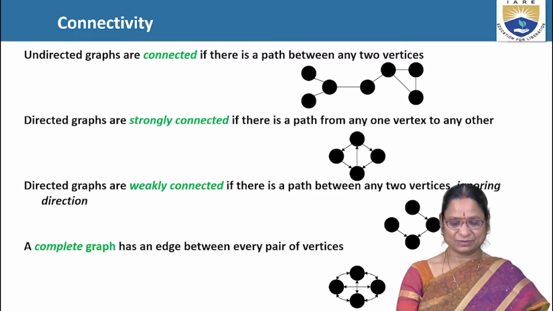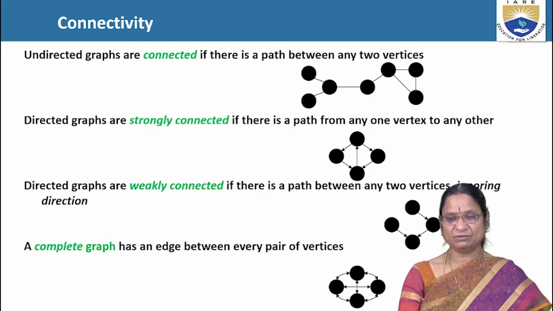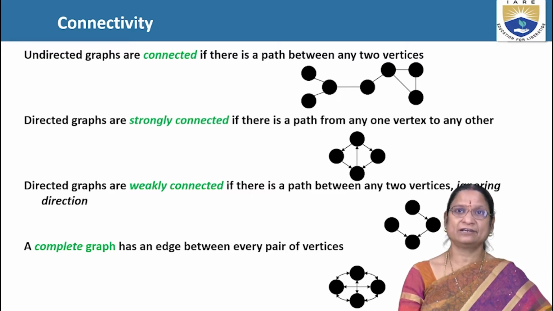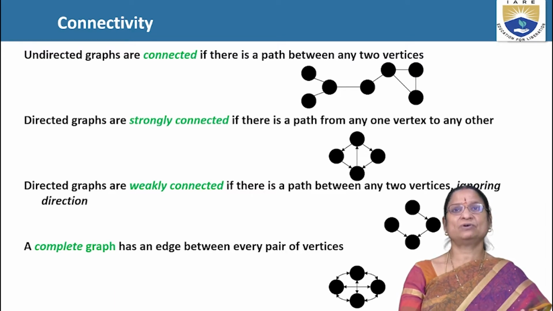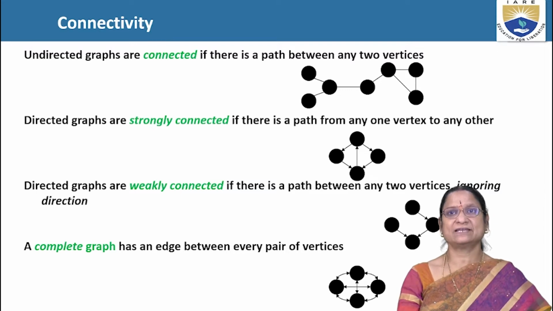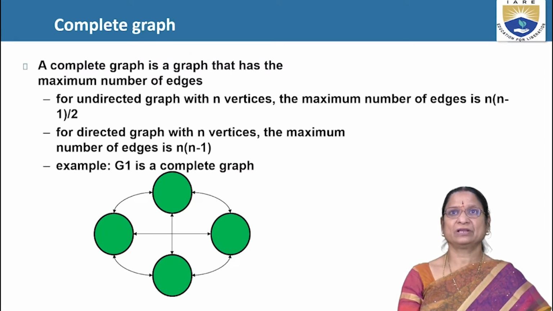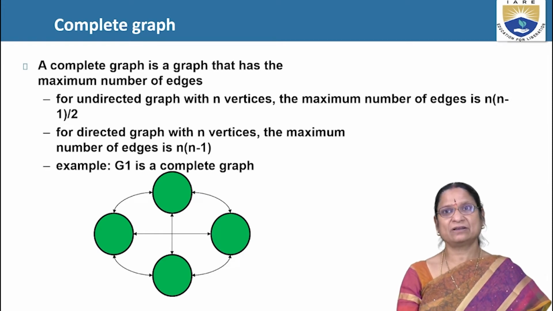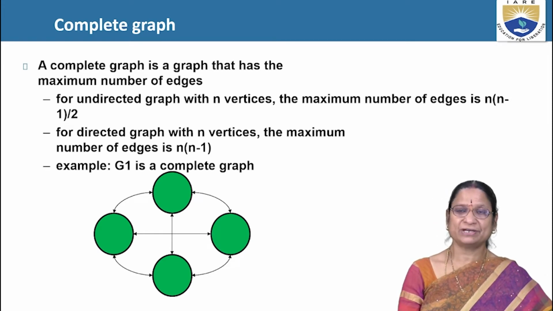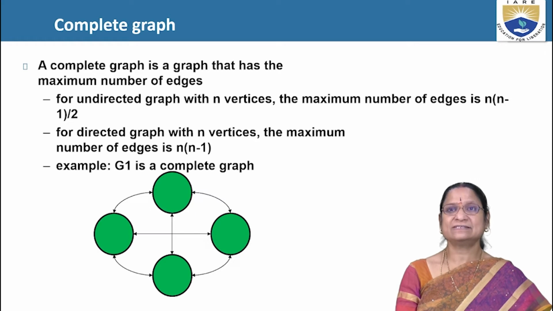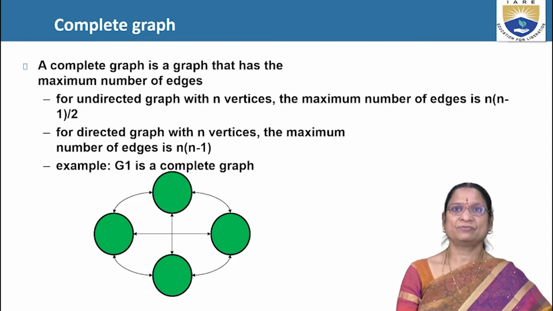A complete graph has an edge between every pair of vertices. It may be directed or undirected. If each pair of vertices has an edge, then we can say it is a complete graph. So a complete graph is a graph that has the maximum number of edges, because each pair of vertices has an edge.